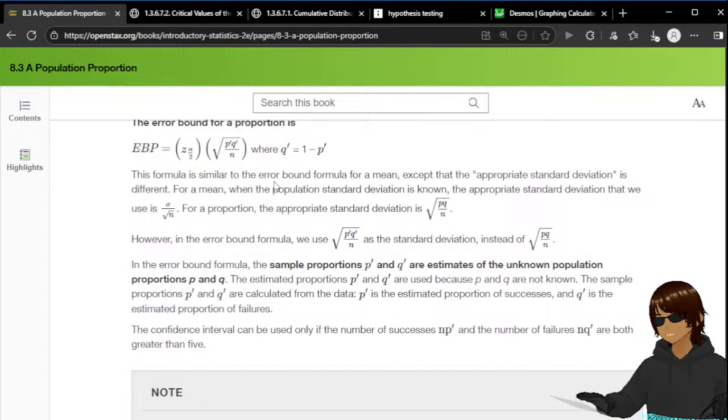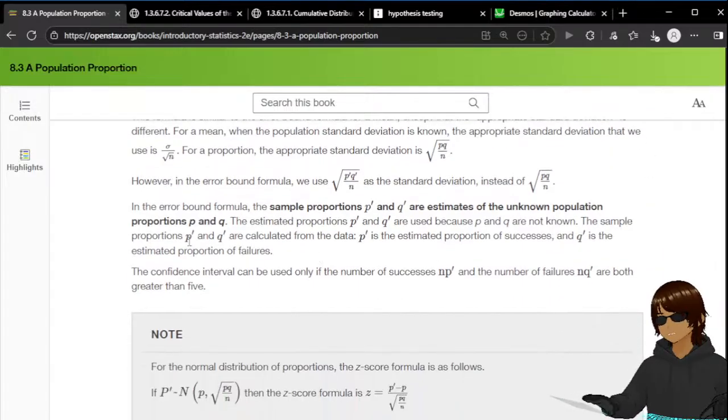This formula is similar to the error bound formula for a mean, except that the appropriate standard deviation is different. For a mean, when the population standard deviation is known, the appropriate standard deviation is sigma over root n. For a proportion, the appropriate standard deviation is root pq over n. However, in the error bound formula, we use root p prime q prime over n as the standard deviation instead of root pq over n. The sample proportions p prime and q prime are estimates of the unknown population proportions p and q. The estimated proportions are used because p and q are not known.